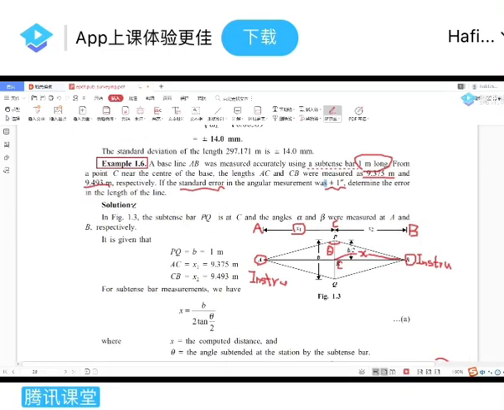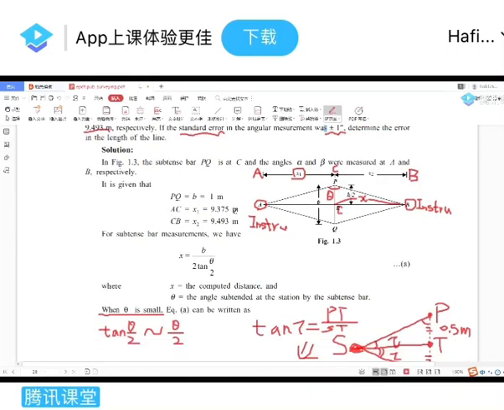Determine the length of something. AC, calculate. You do the calculation here. CB, do the calculation over here. X can be calculated. X is basically here.